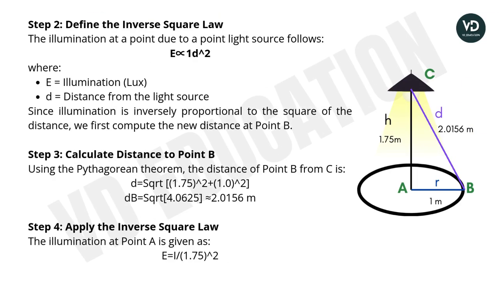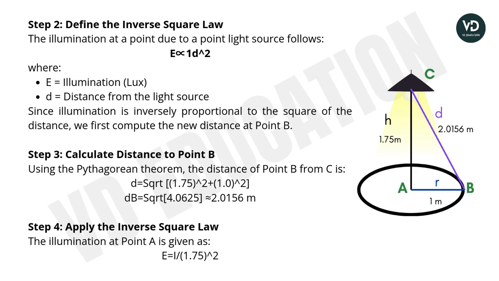Step 2. Define the inverse square law. This equation is used where E is the illumination in lux, D is the distance from the light source. Since the illumination is inversely proportional to the square of the distance, we first compute the new distance at the point B. Step 3. Calculate the distance to the point B. Using the Pythagoras theorem, the distance of the point B from the point C will be 2.0156 meter.